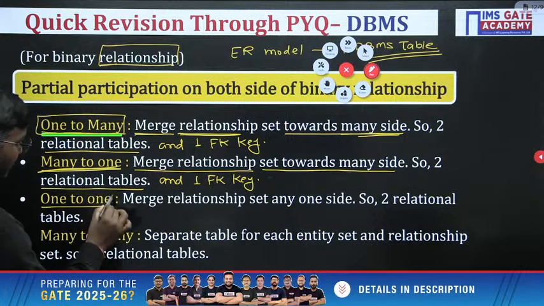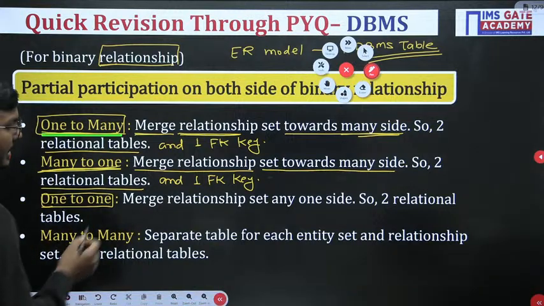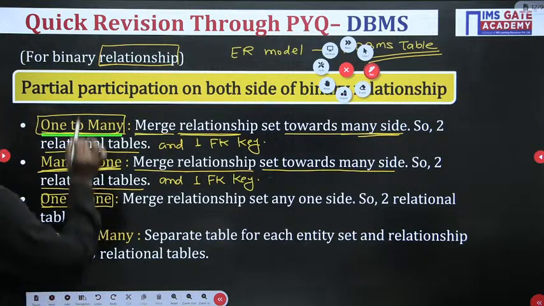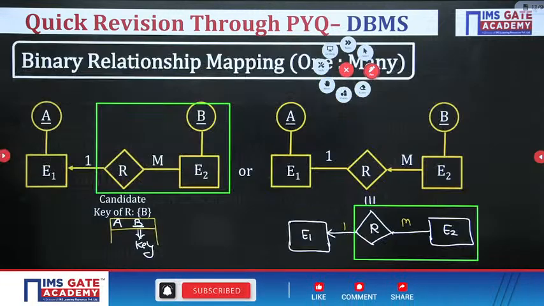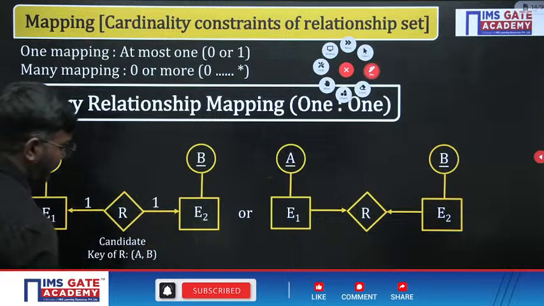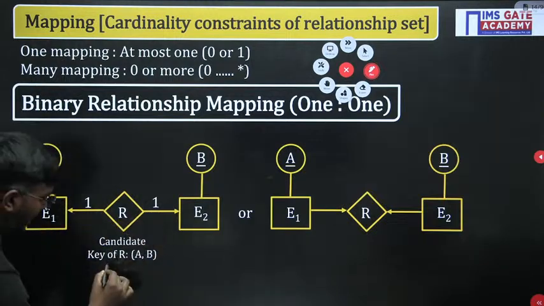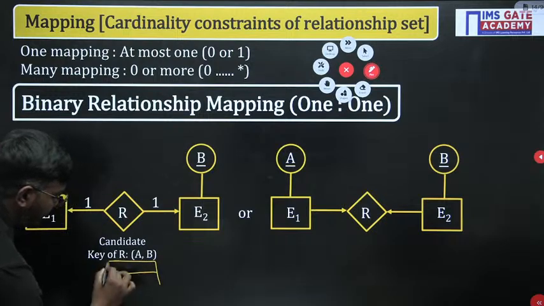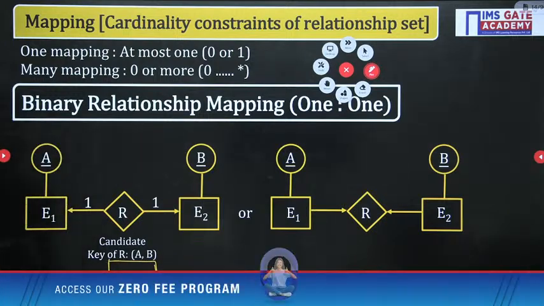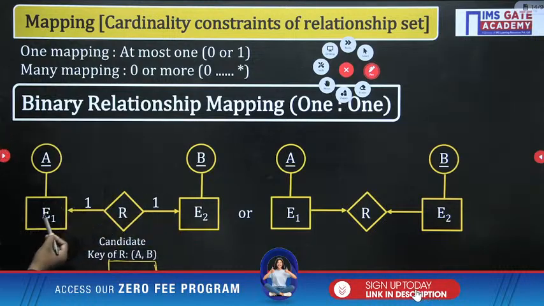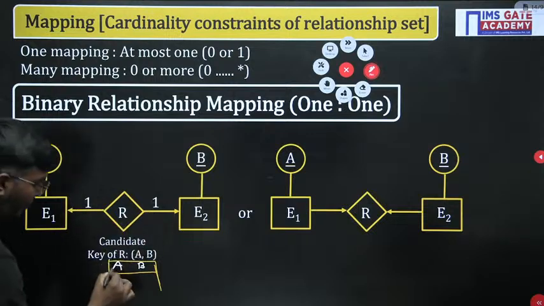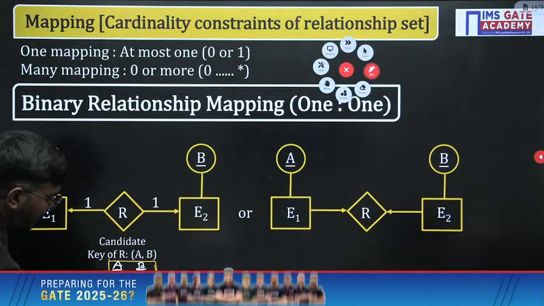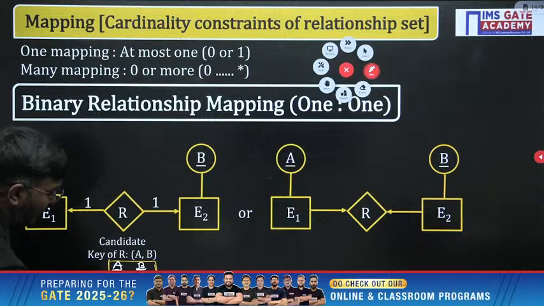Okay. Now see here. Next, if the mapping is 1 to 1 and both sides have partial participation, how do we convert this into RDBMS tables? If the mapping is 1 to 1, tell me, how many attributes will be in the relationship set? We have already studied that the relationship attributes will be the key attributes of both participating entity sets. So from E1 it will take A, and from E2 it will take B, and because the mapping is 1 to 1, both A and B will form a key attribute. This is also our key attribute and this is also our key attribute.